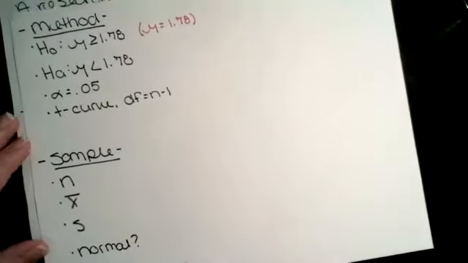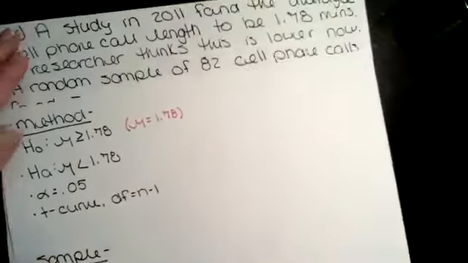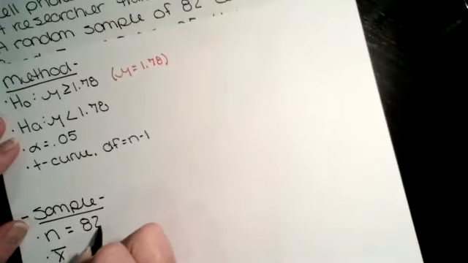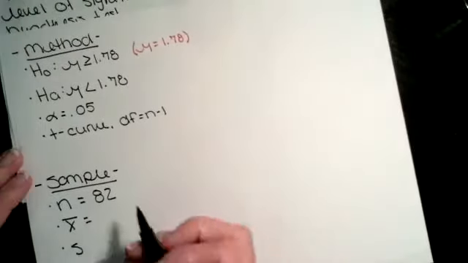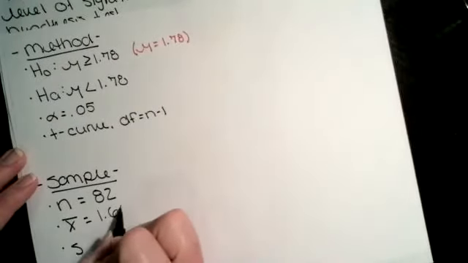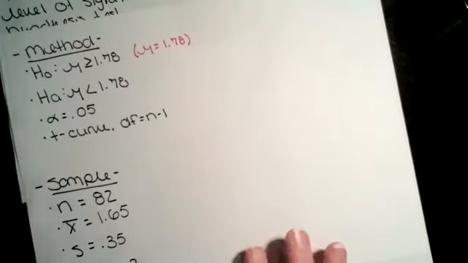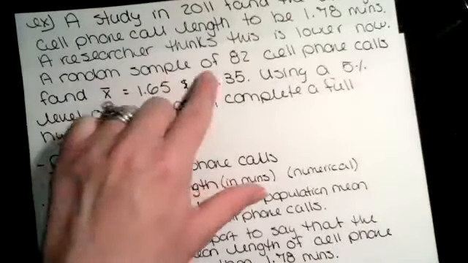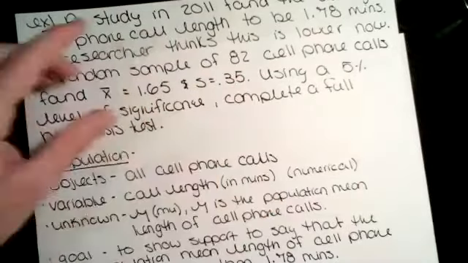Sorry, you guys can't see what I'm writing. So N is the number in my sample, and it says that the researcher took a random sample of 82 cell phone calls. So right there, 82. The researcher found the sample mean to be 1.65 and the standard deviation to be 0.35. So this all came right from here. A random sample of 82 calls, X bar is 1.65, S is 0.35.